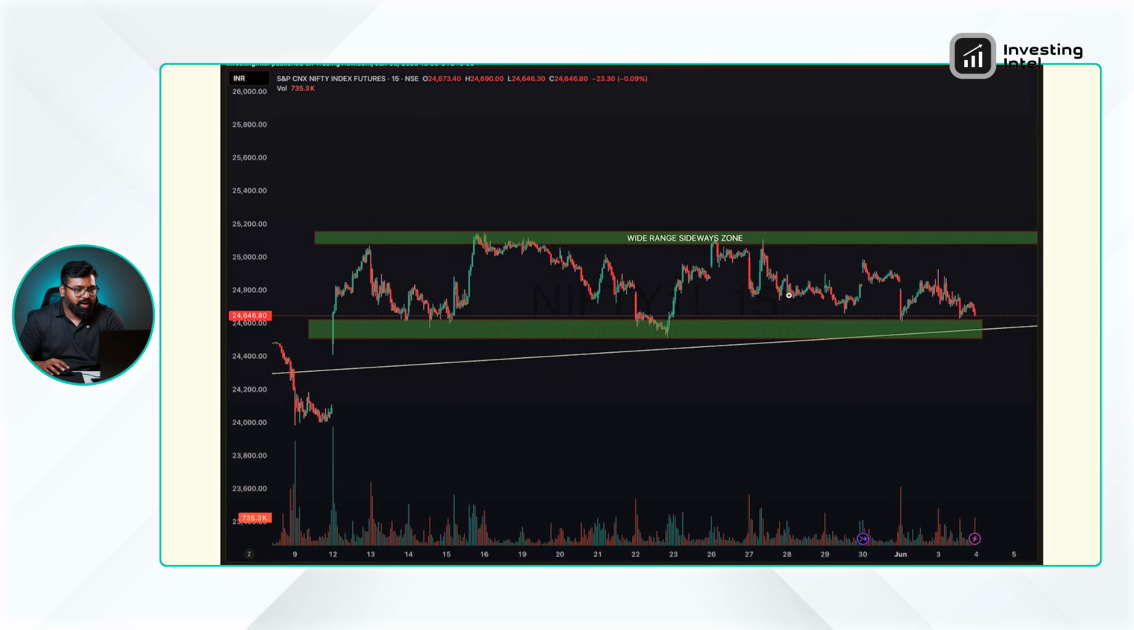This is very important. The wide range sideways zone is a tradable zone, and you can trade it very easily, because entry and exit are very well defined. In an uptrend you will be following a trend, and you don't know where price is going to go and how much it is going to move, what your target will be. Here you can easily define your target.